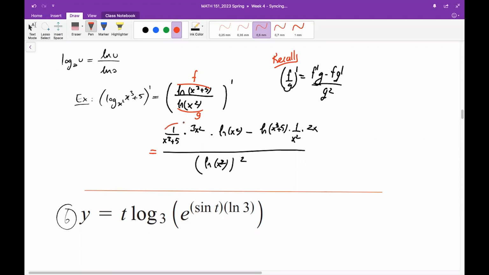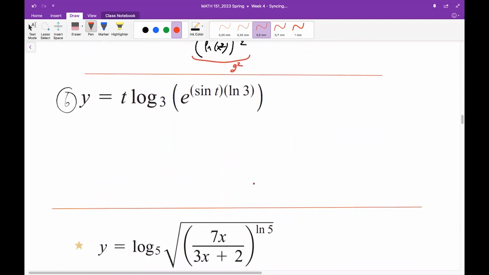Okay, what happened here is this is f prime. This is g, where this is f, this is g prime, and this whole thing is, of course, g squared. Okay, let's move on if no questions.